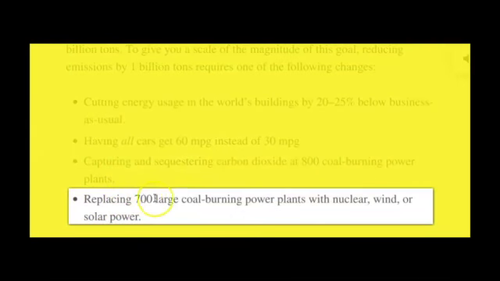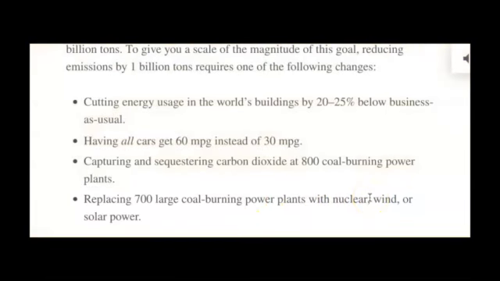And also replacing 700 coal-fired power plants. So this would be all over the world. These are coal-fired power plants that are used usually to generate electricity in countries all over the world, and replacing them with nuclear reactors, wind power or solar power to generate electricity. So we'll be getting into all of this in Chapter 6, the types of alternative energy. So again, any of these one steps would be 1 billion tons, and we need this times 9. So this is something that is going to require governments, industry, citizens, everyone on board.